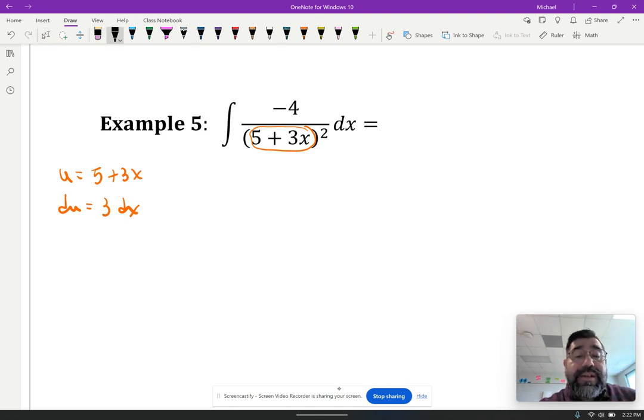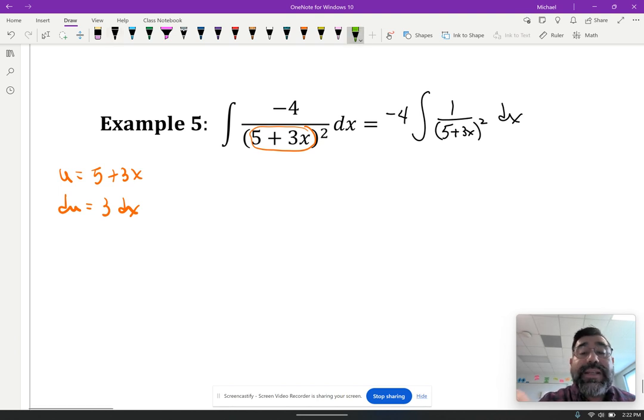Do I have the u identified? Yes. Do I have the du identified? Yes. Do I have 3x? I don't have 3x. So what I could do, and eventually you won't need to show this step, you just do it in your head, but I want to show you what's happening, I'm pulling out this -4. When I do that, there's something left in the numerator, and that would be a 1. Because if I multiply it back in, that'll give me -4 over that quantity squared.